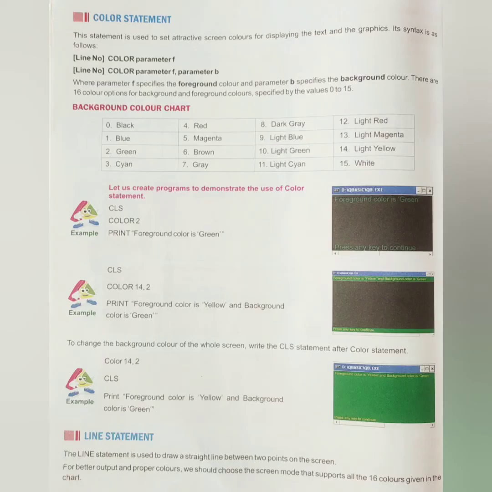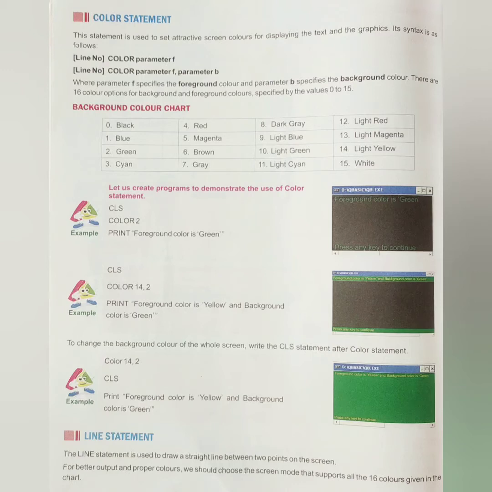Now we will learn about the COLOR statement. The COLOR statement is used to set the foreground and the background color of the screen. Now a color chart has been given to you and the different color codes are given that you can use: 0 for black, 1 for blue, 5 for magenta. Now the statement is, you have to write COLOR, then you have to write which color code you want to use for the foreground. The first parameter is for the foreground and the second one is for the background.